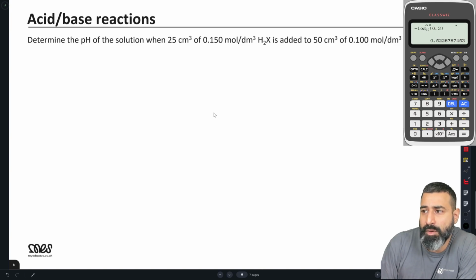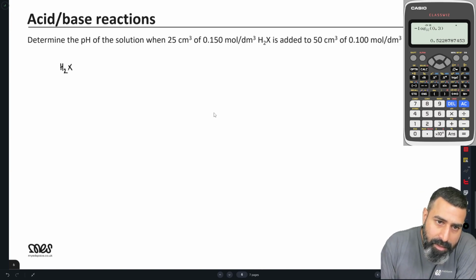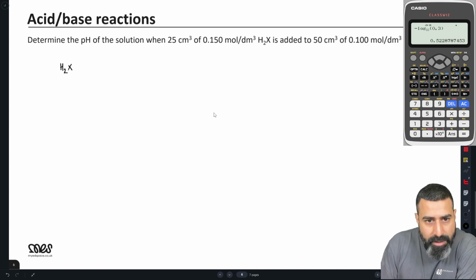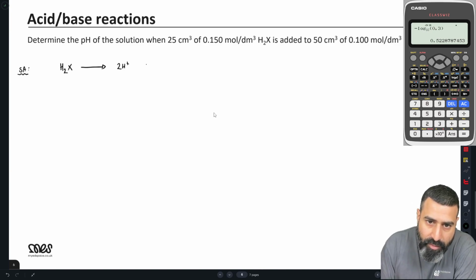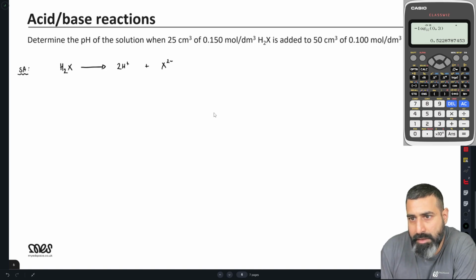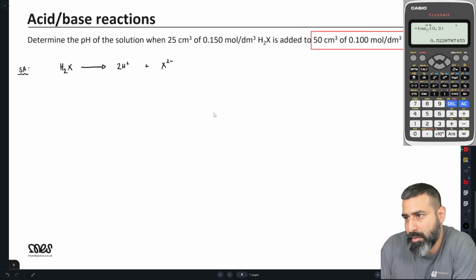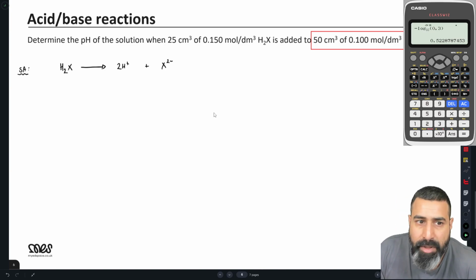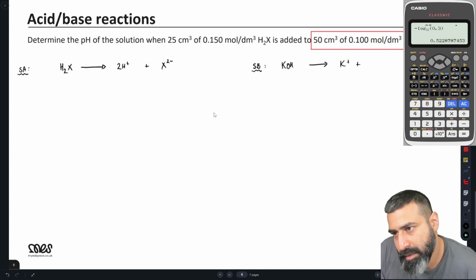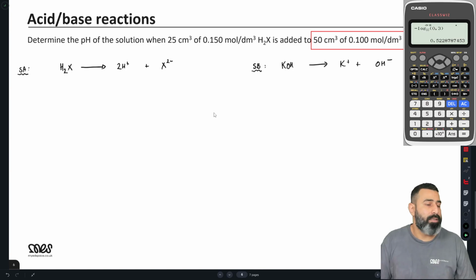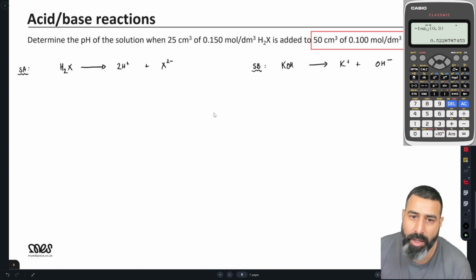Okay, so I'm going to rewrite my dissociation equation. So my strong acid, that I label SA for strong acid, splits up into 2 protons and X2 minus. And then I look at my base. So that is simply KOH. If that's a strong base, it is going to be KOH, which dissociates into K plus and OH minus.